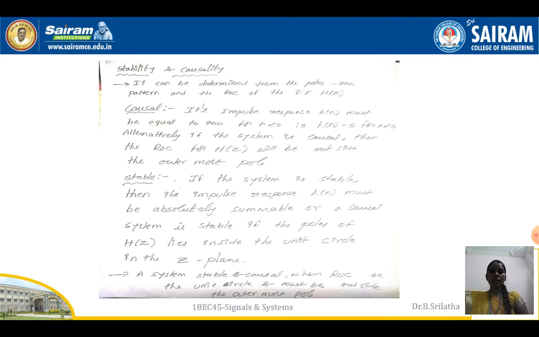Same thing for stability. If the system is stable, then its impulse response h(n) must be absolutely summable, or a causal system is said to be stable if the poles of H(z) lie inside the unit circle of the Z-plane. So it has to satisfy these two. So we can conclude: if the system is both causal and stable, then the ROC includes the unit circle and must be outside the outermost pole. We can see this causality and stability in detail with examples.